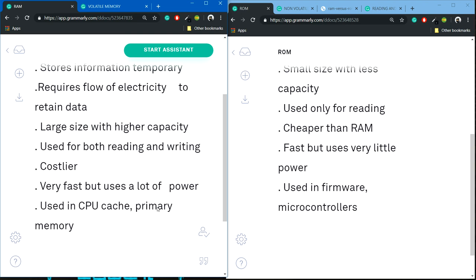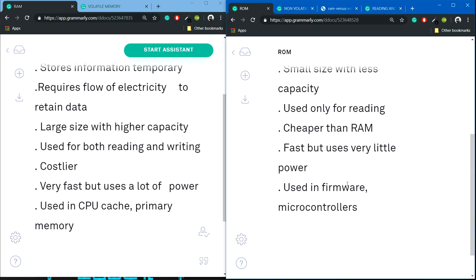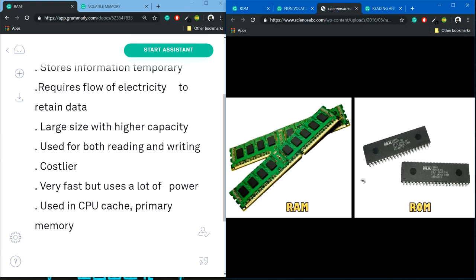RAM is used in CPU cache and primary memory. ROM is used in firmware and microcontrollers, and here we see the real life pictures of RAM and ROM.